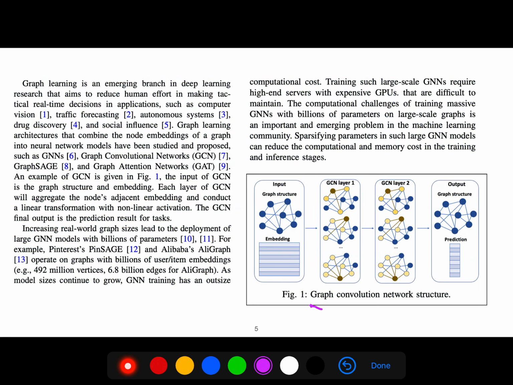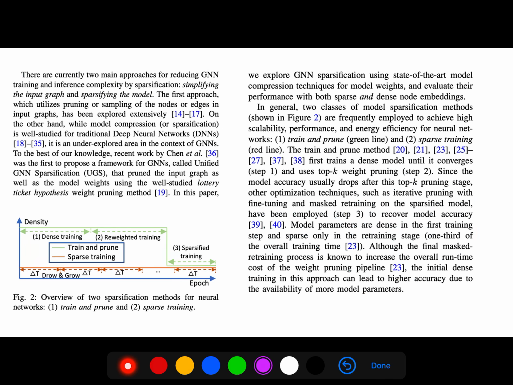So this is a graph convolution network structure. There are currently two main approaches for reducing GNN training and inference complexity by sparsification: simplifying the input graph and sparsifying the model. The first approach, which utilizes pruning or sampling of the nodes or edges in the input graph, has been extensively used. On the other hand, while model compression is well studied for traditional deep neural networks, it is an underexplored area in the context of GNNs.